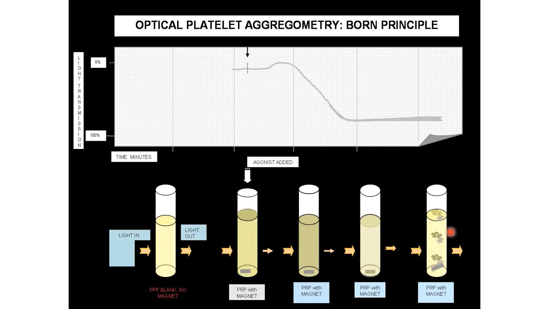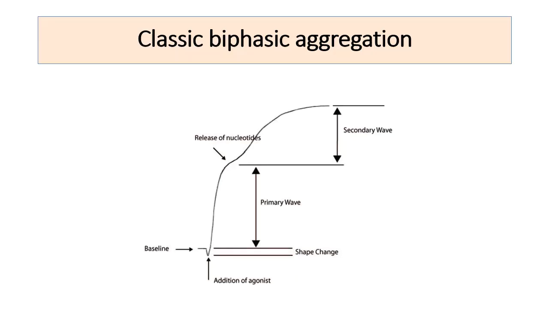So starting from a light transmittance of 0%, a normal platelet function curve comes up to 100% light transmittance, and this is a classic biphasic aggregation curve where initially on the addition of agonists there is a shape change which causes this dip, after which the primary wave of aggregation is seen. The primary wave of aggregation is seen immediately after addition of the platelet agonists, after which there is a secondary wave that happens because of the release of the nucleotides or the release of the agonists because of the platelet activation.